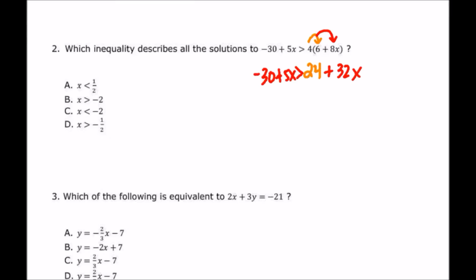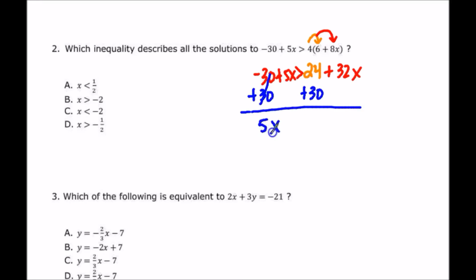Some people like to get the biggest x's by itself. Some people like to move the x's to the left side. You know, it's always going to come out to the right answer as long as you do the right mathematics. So what I'm going to do is just get all the x's on the left side. So if I see this 5x over here, I have to get rid of the 30, so I'm going to add 30. Okay, that's pretty simple mathematics, right?